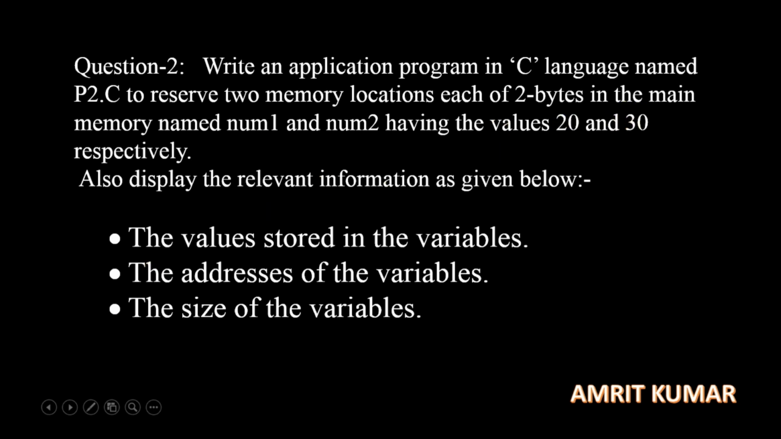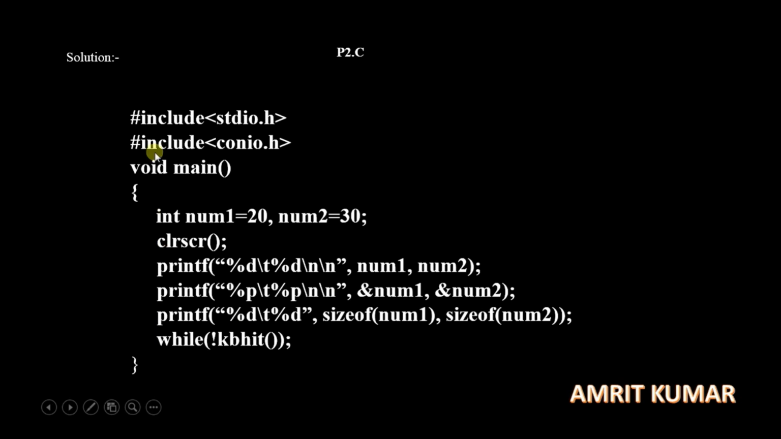Also display the relevant information as we have done so far. Whatever value is stored in the variable, we need to display, and the address of the variable, which is generated by the system, we need to consider here, and for the size of the variable we will use the sizeof operator. So let's look at the solution. Here you are seeing that we are using #include <stdio.h>, which is our header file, and #include <conio.h>, which is also our header file.